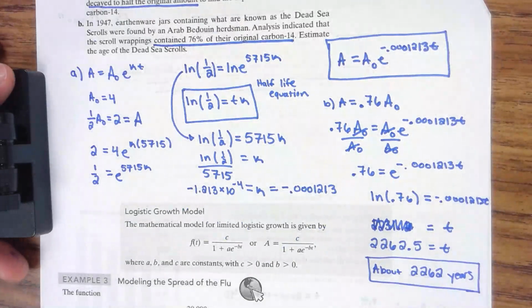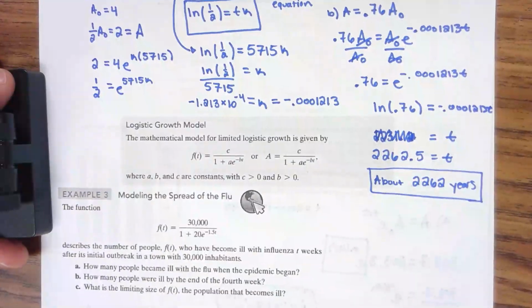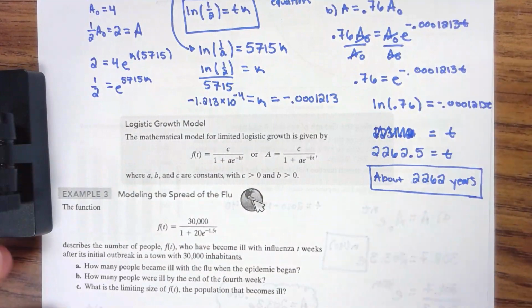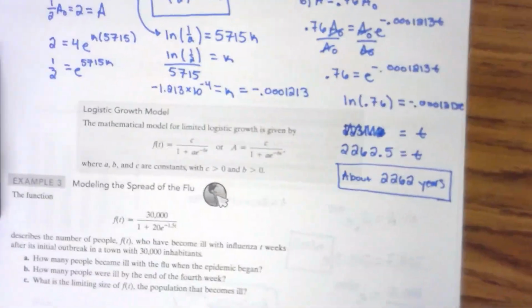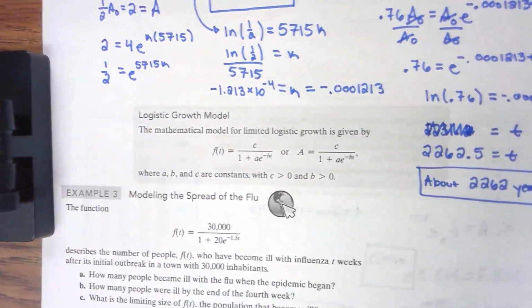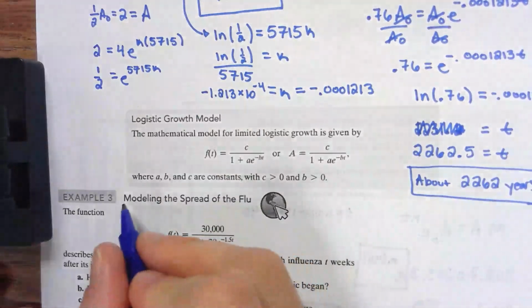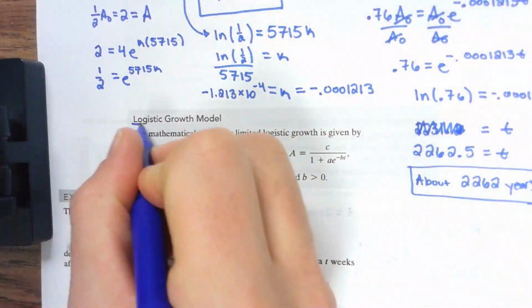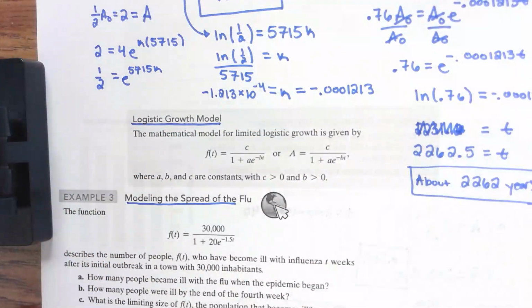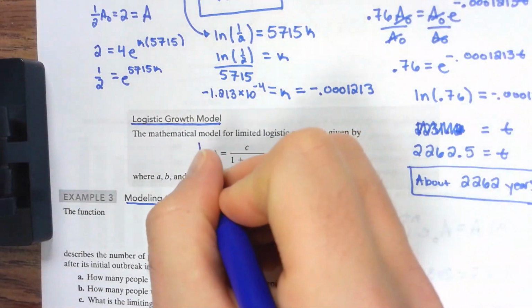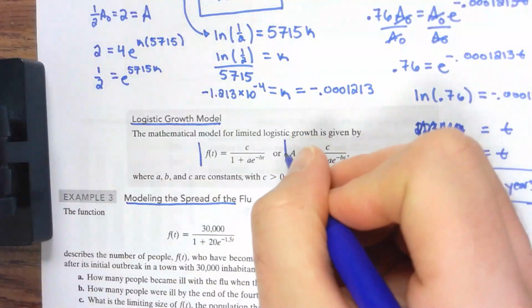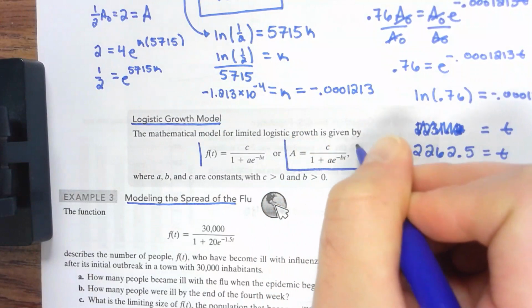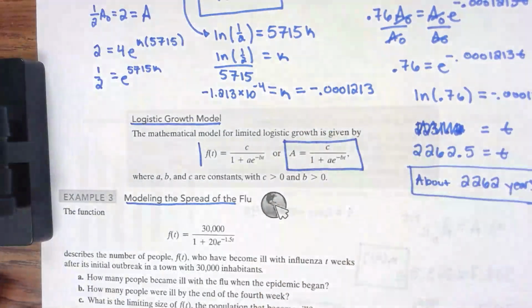Okay, so the last kind of growth model we have here is called the logistical growth model. And this one actually is going to be kind of relevant if you look at the topic for the next word problem, modeling the spread of flu. So our equations, these are the same thing. Let's use this A again. Equals C, and then divided by 1 plus A, e to the power of negative b times t.